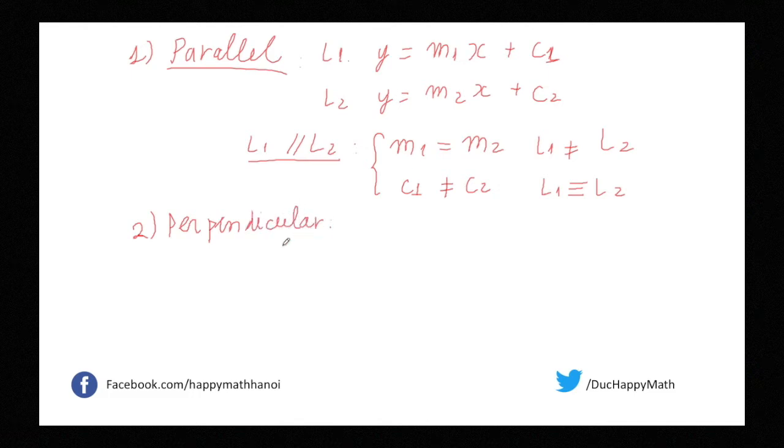The second special case for two lines is perpendicular. What does perpendicular mean? When line 1 makes a right angle with line 2, this is perpendicular, or normal to. I can write L1 perpendicular to L2. The condition in this case is that the product of the two gradients has to be equal to -1. This means m1 times m2 equals -1.